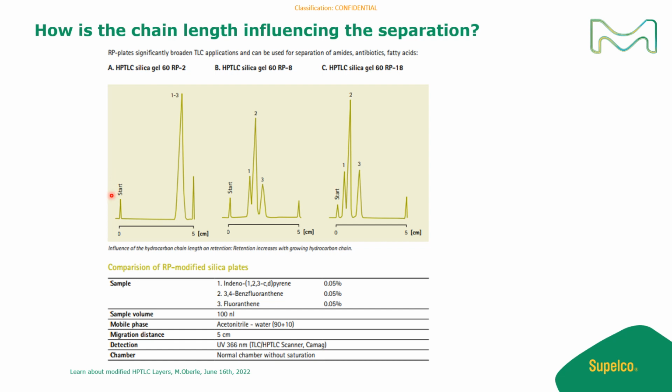On this slide, an example of the separation of a substance mixture on RP2, RP8 and RP18 layers is shown. So for this nonpolar substance, the separation quality increases with the chain length of the layer modification.